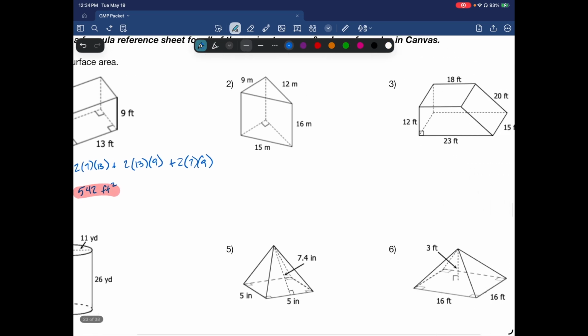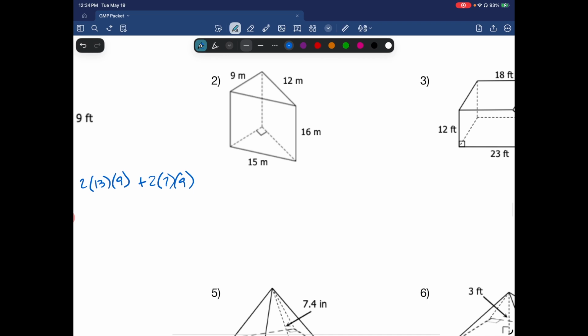Now, on a triangle, you need a few things before you can really get started. You need your base area, so capital B. When you look at your formulas in Canvas, it'll say something with capital B. B is base area, and that would be your triangle, so that would be 1/2 times 9 times 12, which gives you 54. And then you need your perimeter. Your perimeter is 9 plus 12 plus 15, and that's going to give you 36.